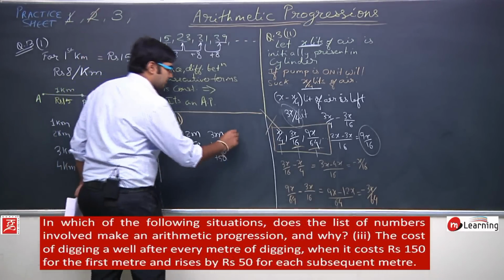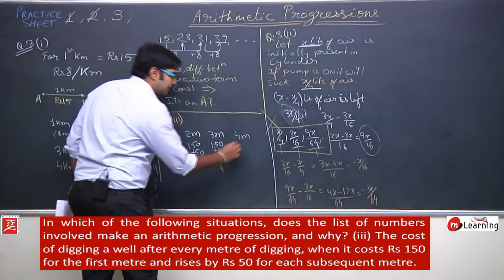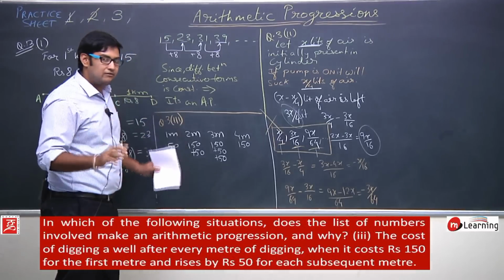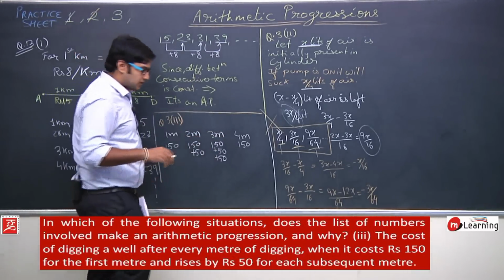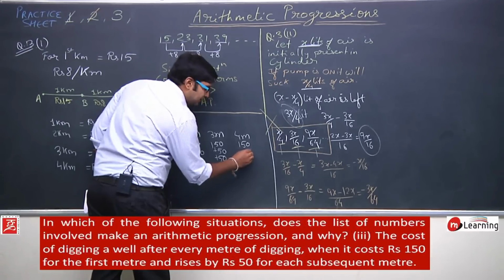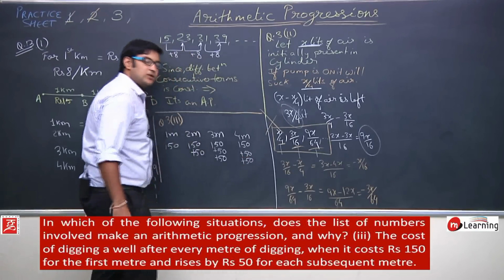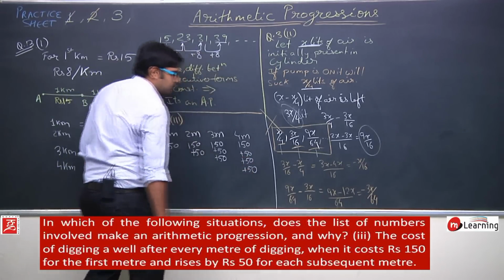Then if I want to have a well of 4 meters, I need to pay 150 rupees for the first meter, that is fixed. If you want to have a well, you need to pay rupees 150 for the first meter, that is a fixed amount. After that, for the second meter, you need to pay rupees 50. For the third meter, again rupees 50. And for the fourth meter also you need to pay rupees 50.